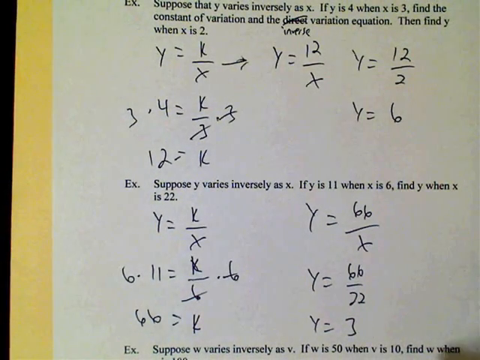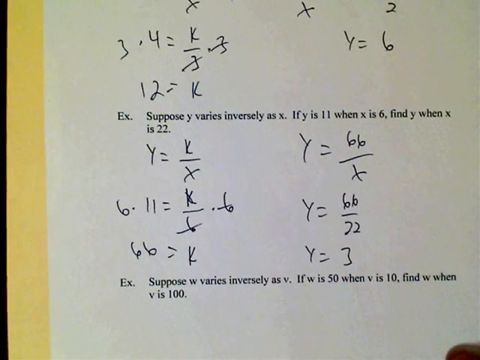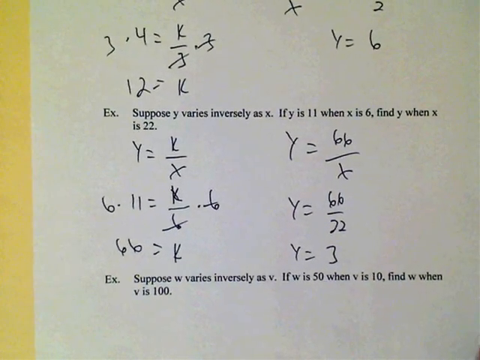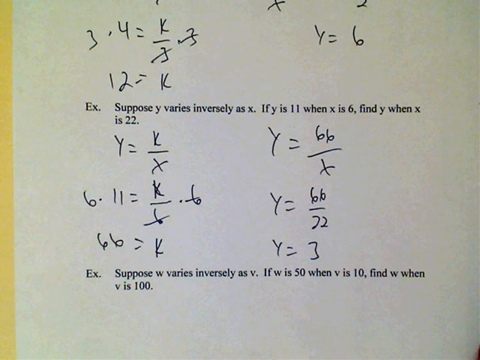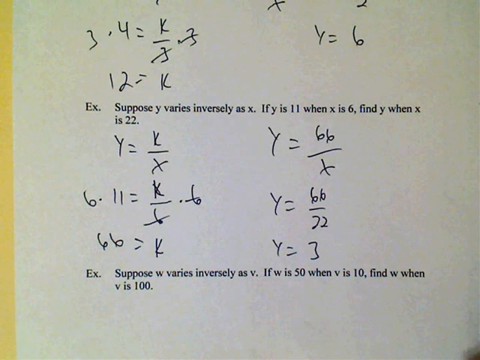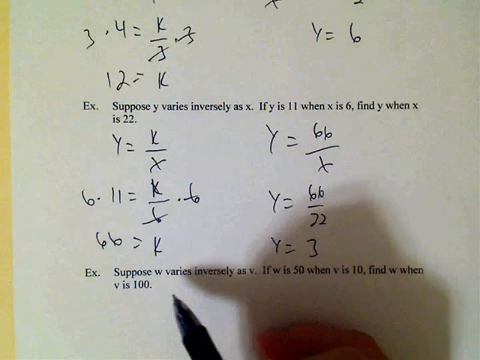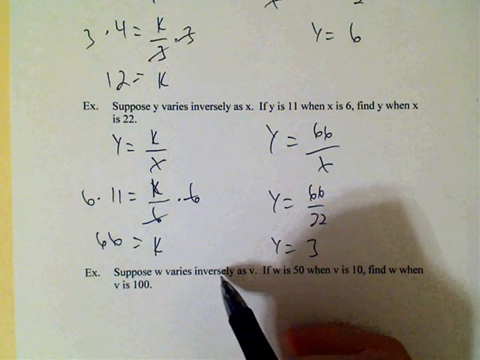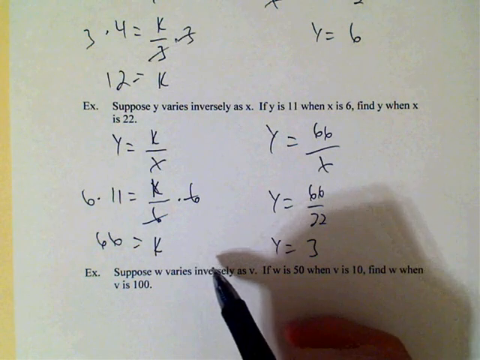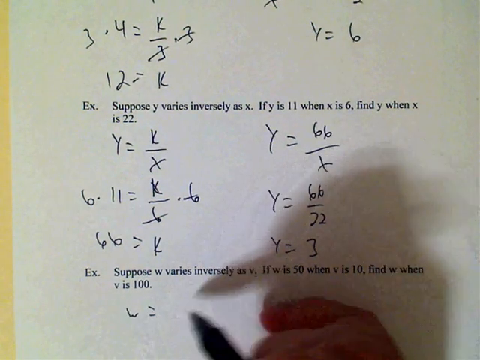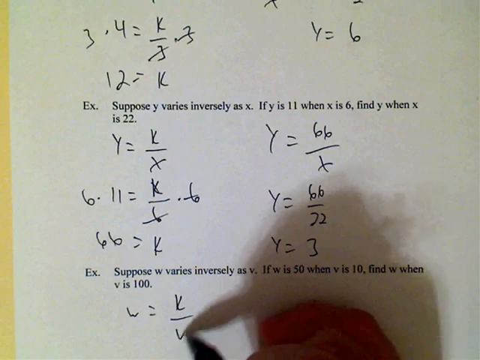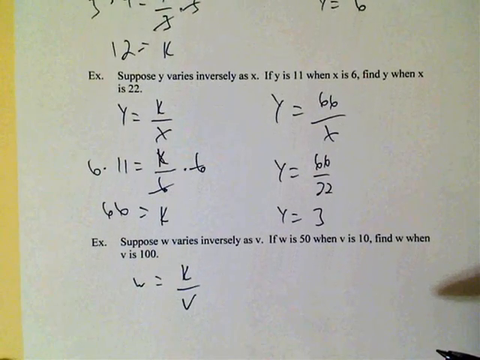Now this next example, the reason why I chose this one is so you can see that they're not always going to be y's, x's, t's. They could be something totally different. Suppose w varies inversely as v. As soon as I see that varies inversely, I know it's k divided by. So w varies inversely as v. That's the equation we're going to use. Let's substitute the numbers in.